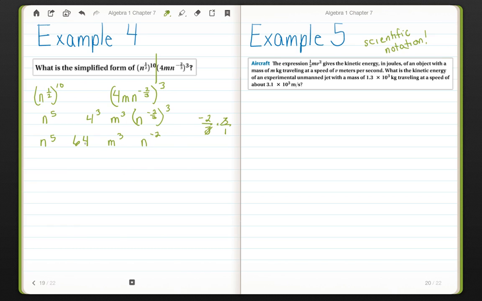Okay, and now I'm going to rearrange and simplify. So 64, because my coefficient always goes first. M cubed, because it's first alphabetically. And then n to the 5 minus 2 power. We need to simplify this because I have n to the 5th and n to the -2. So I'm going to add these exponents. So I'm left with 64 m cubed n cubed. And that is as simplified as we can go.